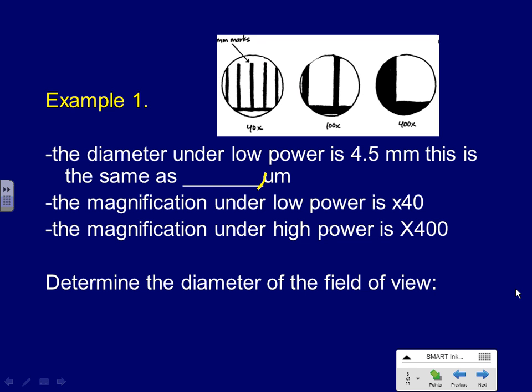4,500. All right? So 4.5 millimeters is 4,500 micrometers. That might not be the case for your microscope, but that's the case for this example. Okay? The magnification under low is 40. The magnification under high is 400. Determine the diameter of the field of view under high.